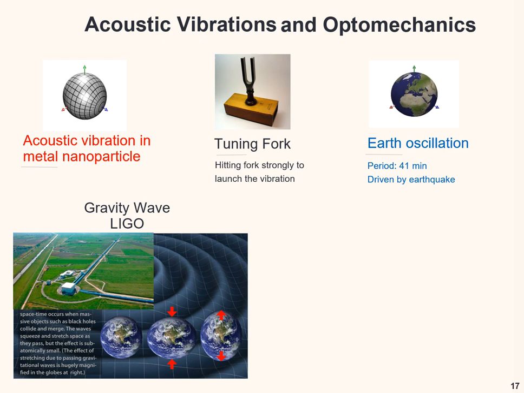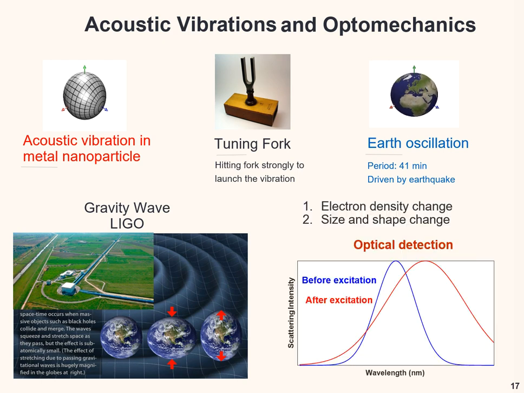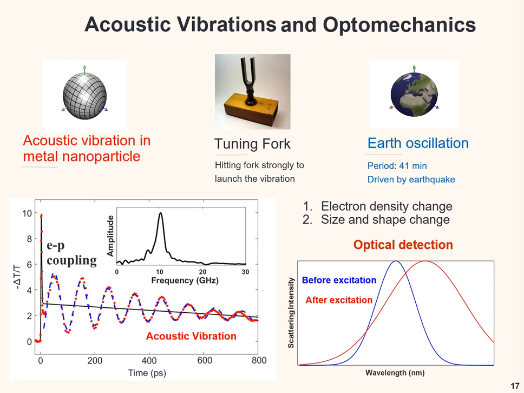This is called optomechanics. In the nanoparticle, we can employ the same idea. For example, when the nanoparticle becomes larger or smaller, this structure will shift its surface plasmon resonance because the electron density and size are changed. When the nanoparticle becomes bigger, the plasmon will shift to red. When the nanoparticle shrinks smaller, the plasmon energy will shift to blue. By monitoring the optical response at different times, we can find the acoustic vibration frequency and also the damping time.